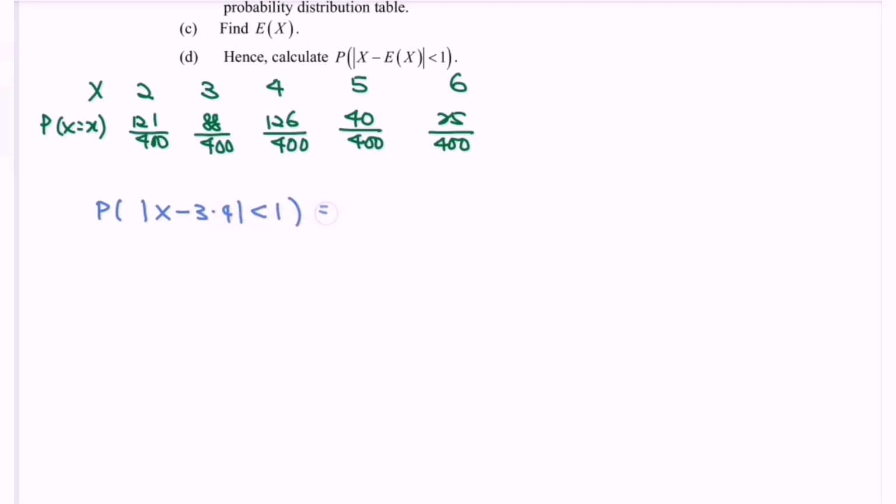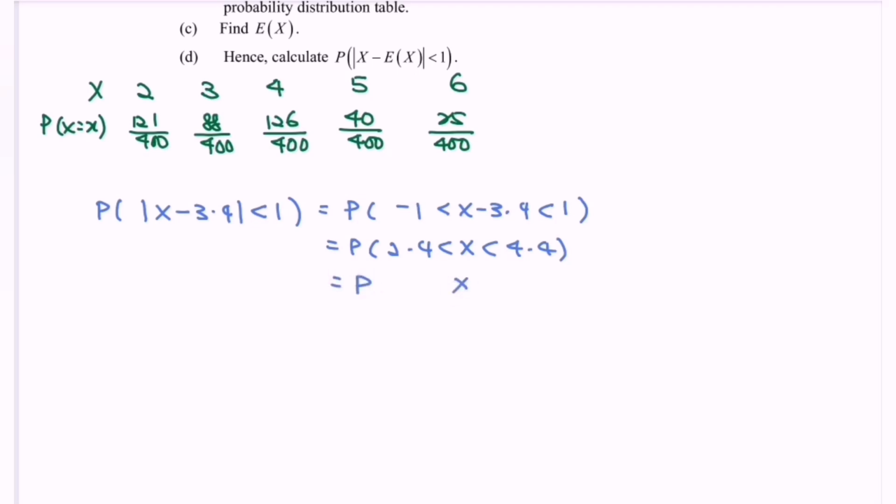So kindly define the situation. So we have |X − 3.4| < 1, which is greater than -1 and less than 1. So probability that we have the situation 2.4 and then we have 4.4. So since this is a discrete random variable, we have to modify the situation.